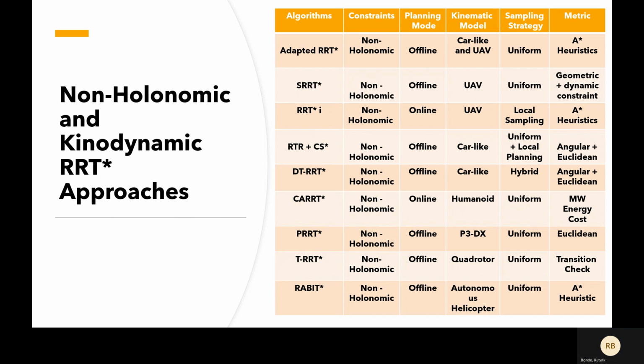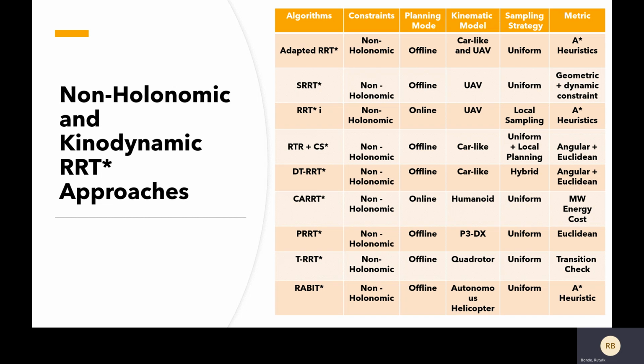Then we have TRRT star. This algorithm integrates transition tests with RRT star for efficient extension of the tree in a cost space. Finally, we have the RABIT star. This algorithm uses an informed global technique, BIT star, with RRT star to find optimal paths for narrow passages in high dimensions. So these were all the algorithms for non-holonomic constraints and kinodynamic RRT star approaches.